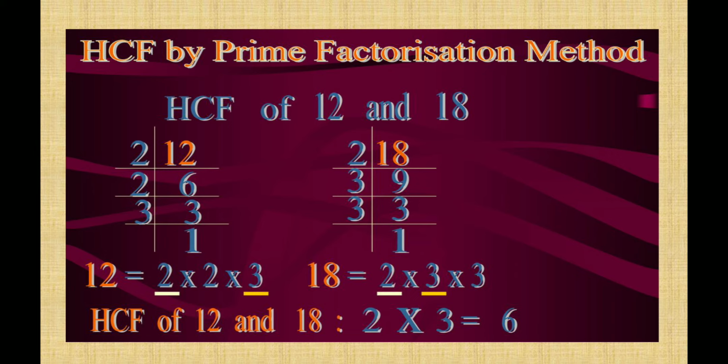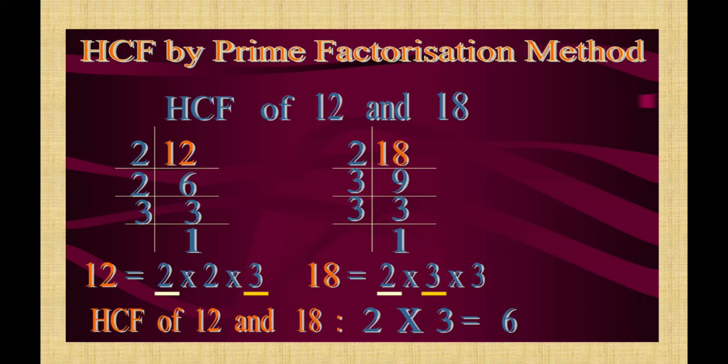For 12, you go on dividing. Since 12 is an even number, first we will divide 12 by 2. 2 sixes are 12. Again 6 is even, so we divide by 2. 2 threes are 6. Now we get 3. 3 is not even, it's an odd number, so we divide by 3. 3 ones are 3. So 12 can be written as 2 into 2 into 3.